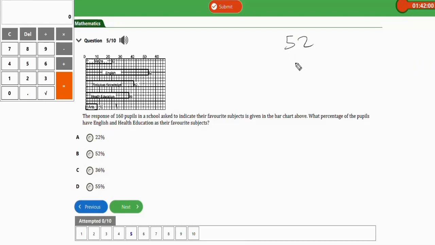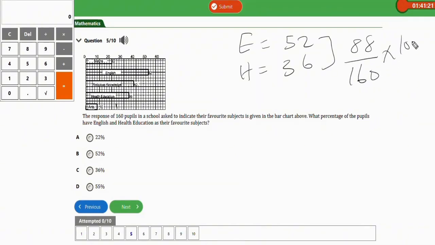Alright, pupils that have it as favorite subject. Then for health education, this is for English from the bar chart. Then for health education we have it to be 36. Now to get the percentage of pupils that have both English and health education as a favorite subject, we're going to sum this. So when you sum this, you're going to have 88, over the total number of pupils, that is 160, times 100 over 1.